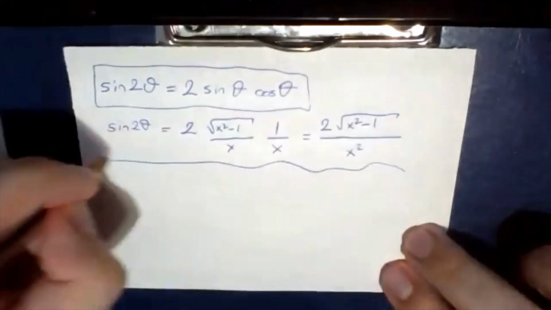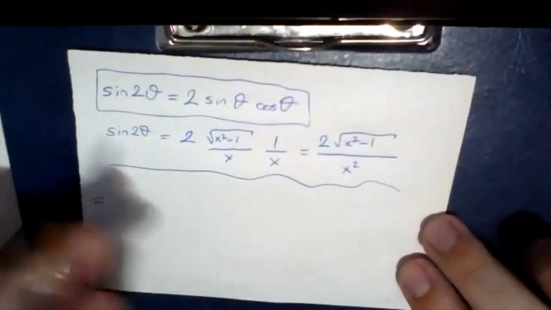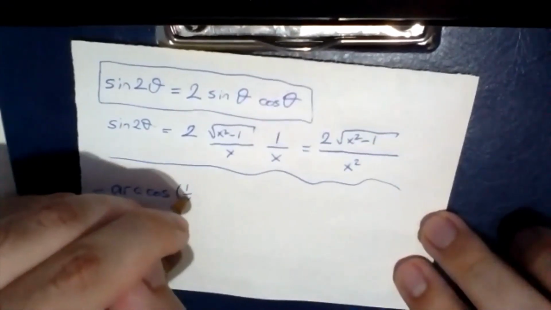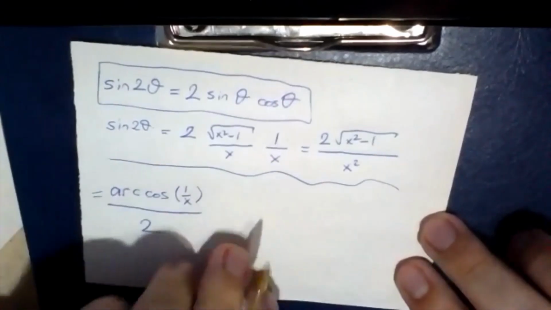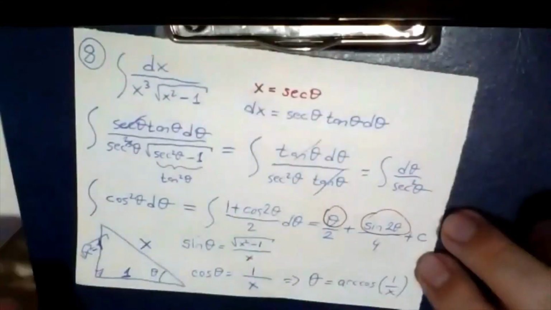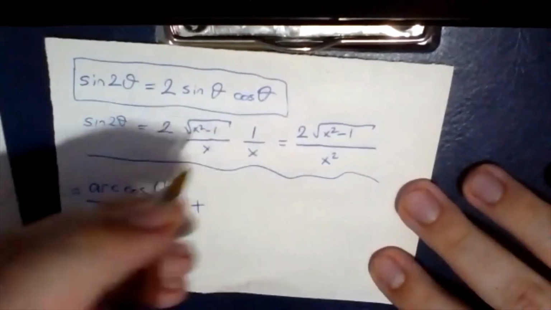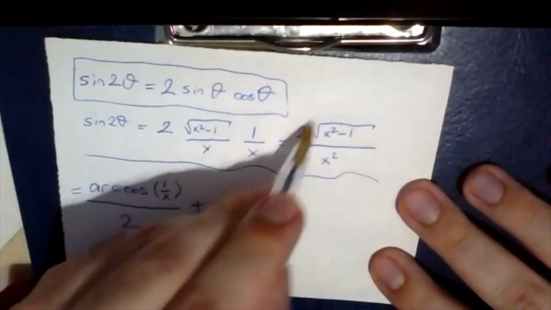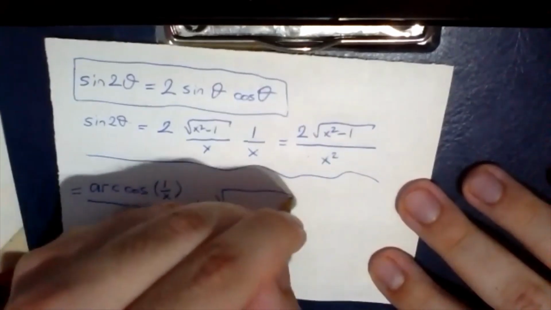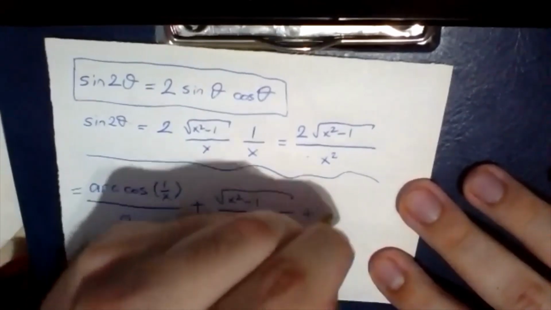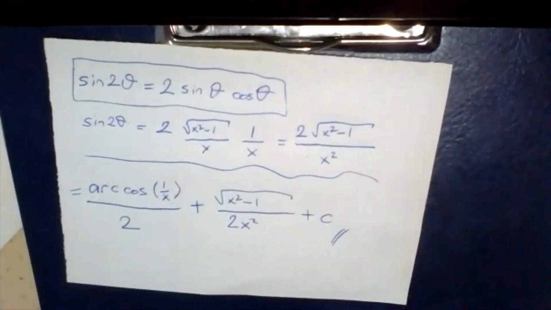So what is the result of the integral? Theta over 2, which is arc cosine 1 over x, over 2, plus sine 2 theta over 4. So we divide this one by 4: square root of x squared minus 1 over 2x squared, and plus a constant. That was the answer of the 8th question.